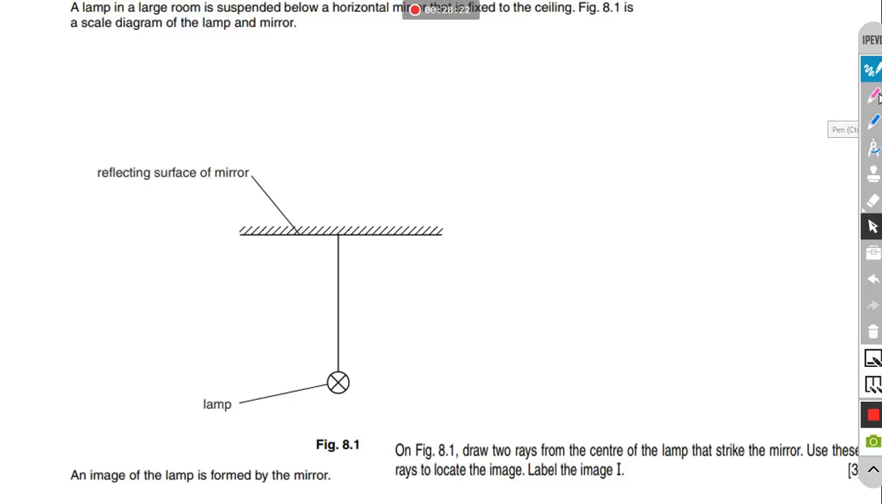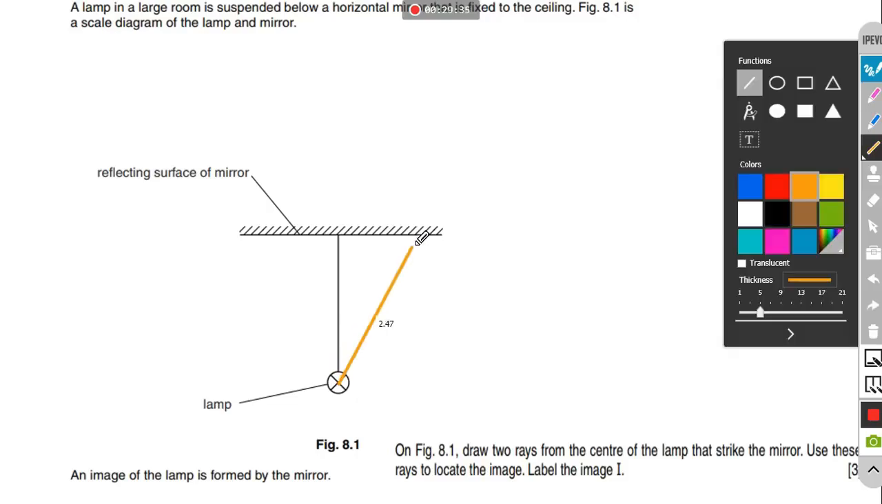This is the center of the lamp, and we are going to draw 2 light rays, and those light rays could be in any direction. It doesn't really matter, this ray, or from the same point another ray, or another ray. As long as they strike the surface of the mirror, it doesn't really matter. Here I've drawn 3. I'll select just 2 of them.